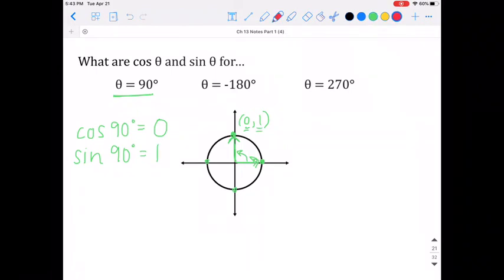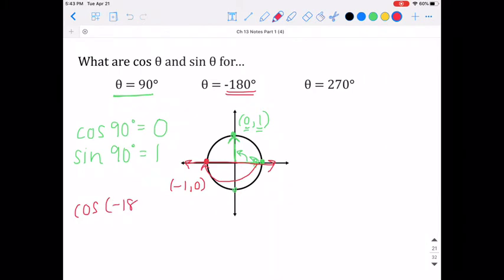For sine of 90 degrees, sine is represented by our y value, so sine of 90 degrees is going to be 1. For theta of negative 180, we start our angle on the initial side on the positive x-axis, and for negative 180, we're moving clockwise 180 degrees until we have this straight line across. This point on our terminal side for negative 180 is at (negative 1, 0), which means that cosine of negative 180 is going to be our x value, so it's negative 1, and the sine of negative 180 is going to be the y value, which is 0.